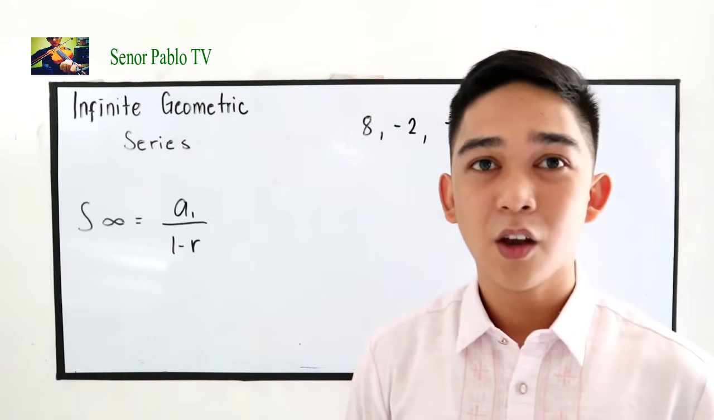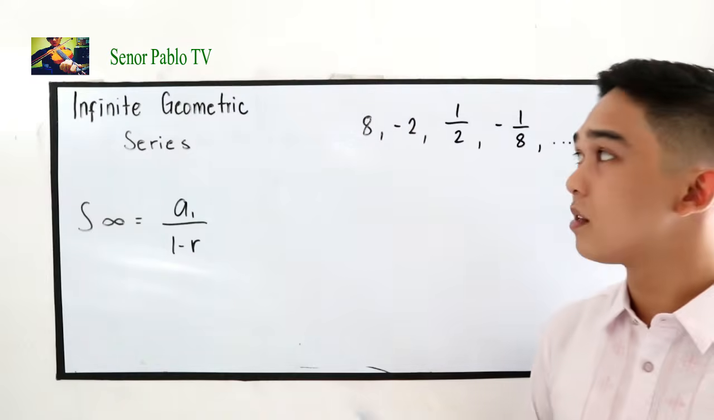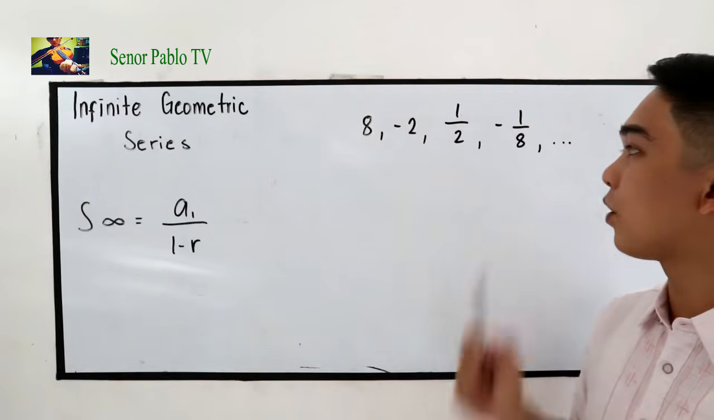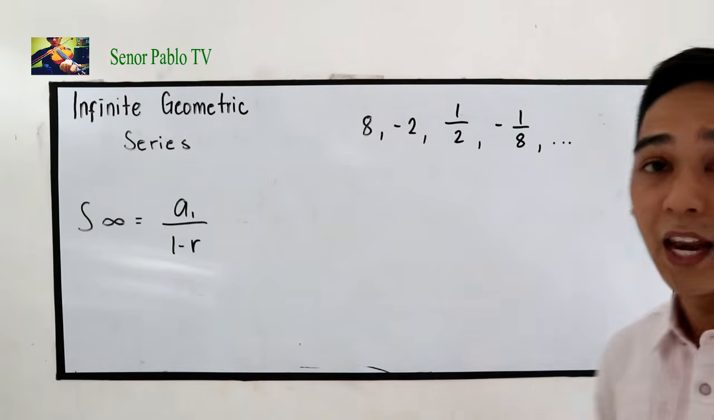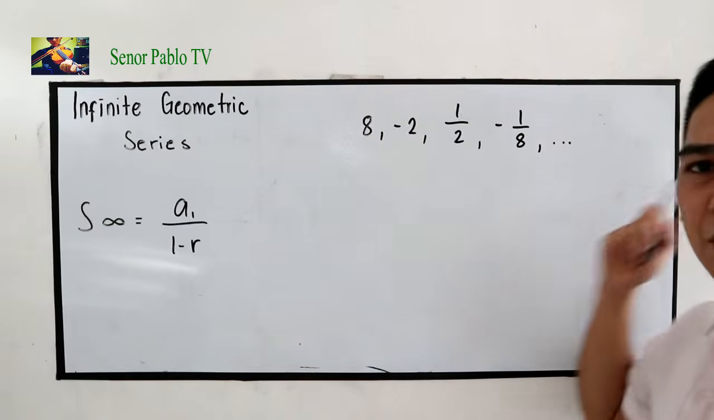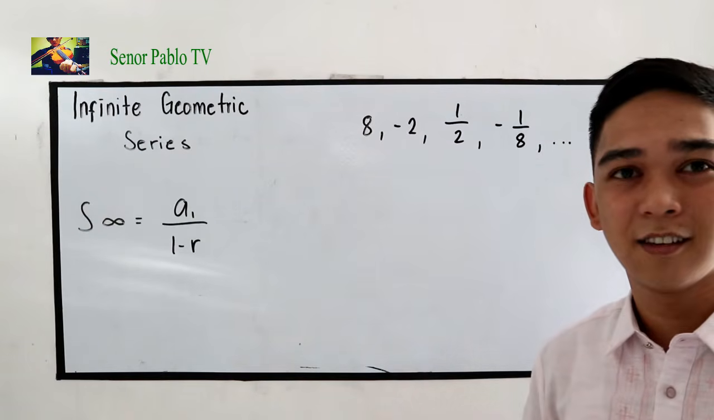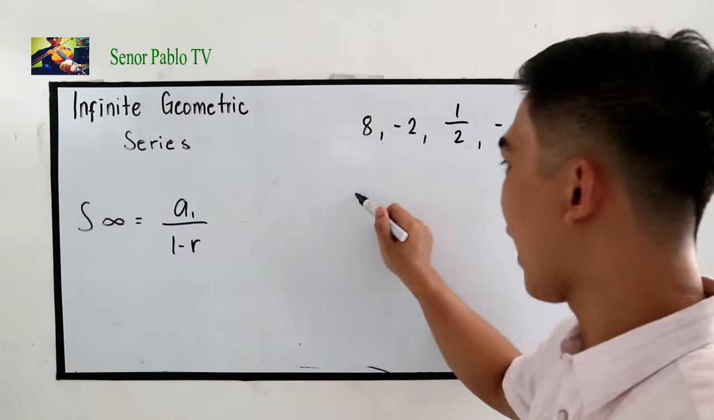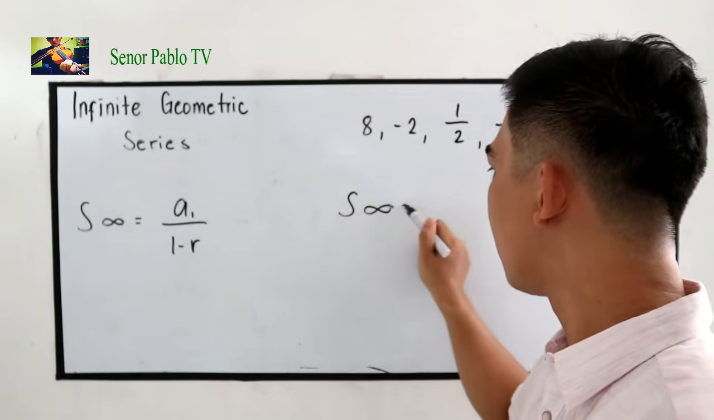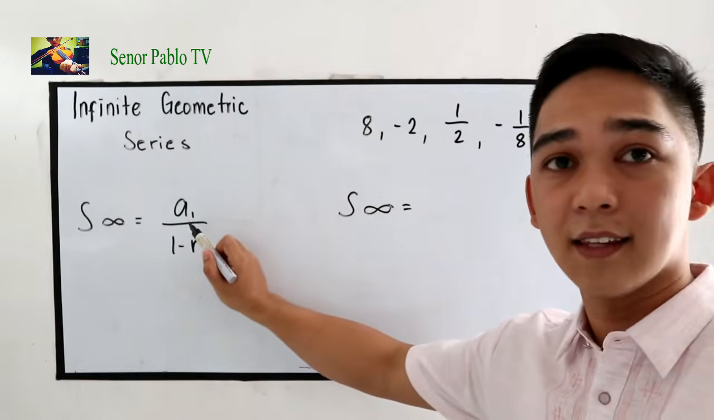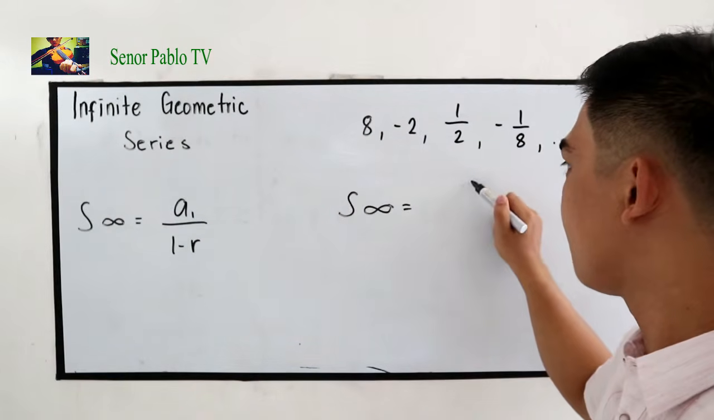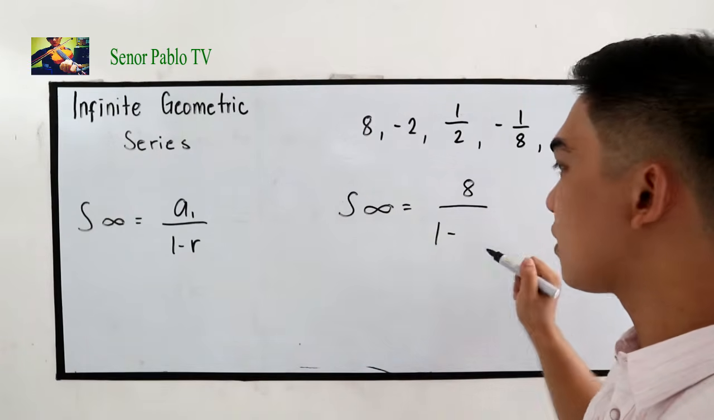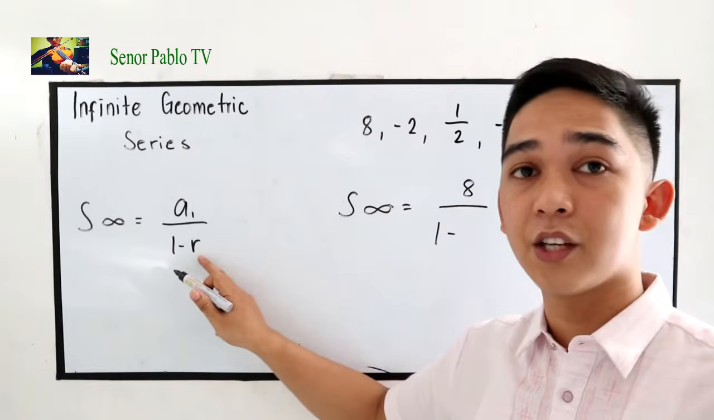Example tayo. What is the sum of the geometric sequence 8, negative 2, 1/2, negative 1/8, and so on? So, di natin alam kung hanggang saan ba yung sequence na iyan. So, gamitin natin yung ating formula. So, S infinity is equal to ang A1 natin, so given, which is 8, over 1 minus R natin, which is the common ratio.